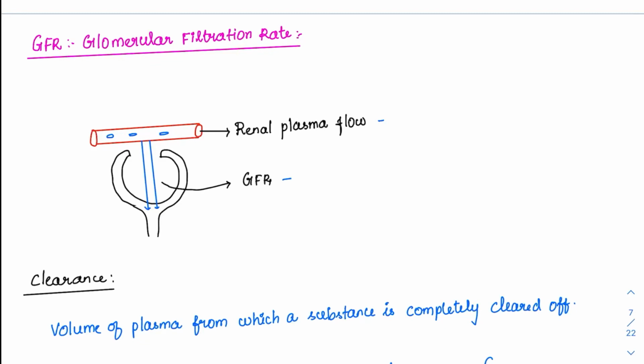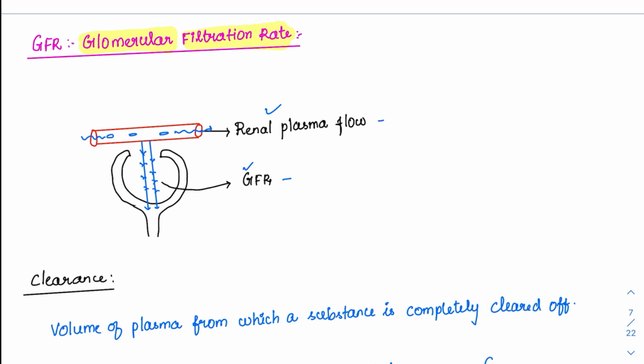What is GFR? GFR, everybody knows, is glomerular filtration rate. Whenever any plasma is going through the glomerulus, what will happen? The plasma is moving like this. Some of the substances are being filtered in the Bowman's capsule. So this is the renal plasma flow, and whichever substances are being filtered, that gives us the glomerular filtration rate, the rate at which it is being filtered.